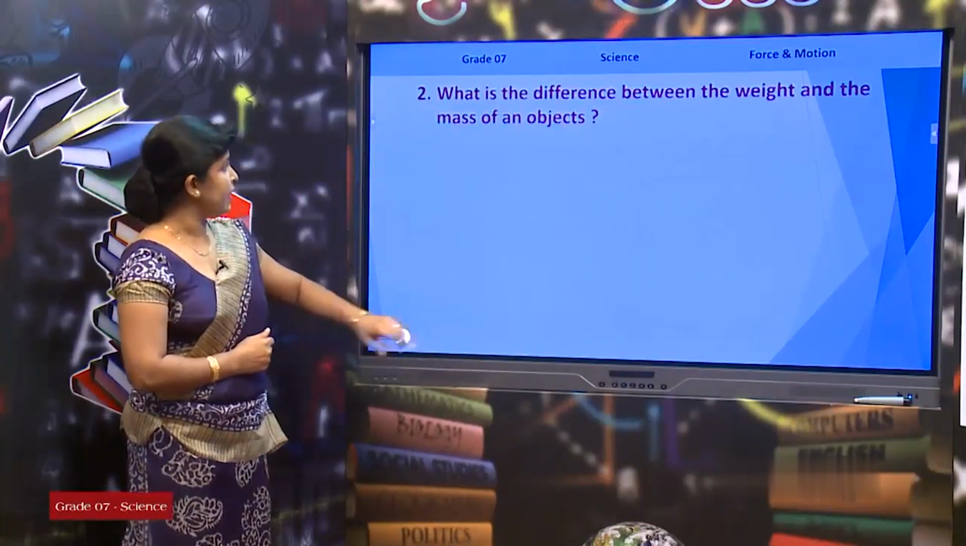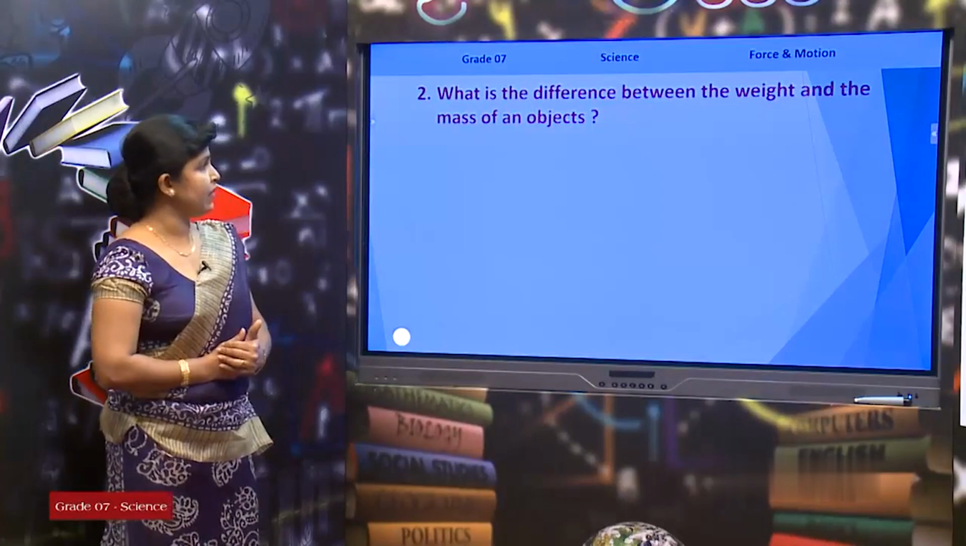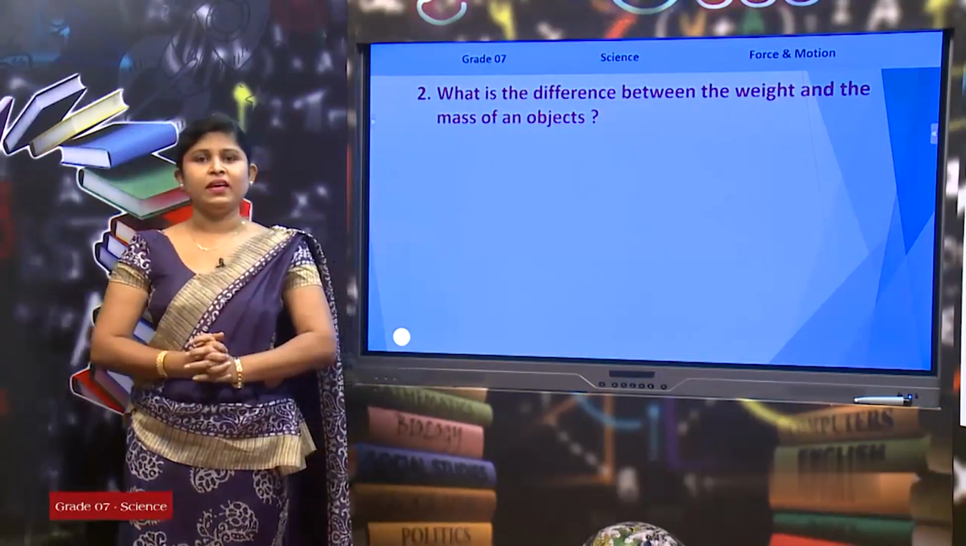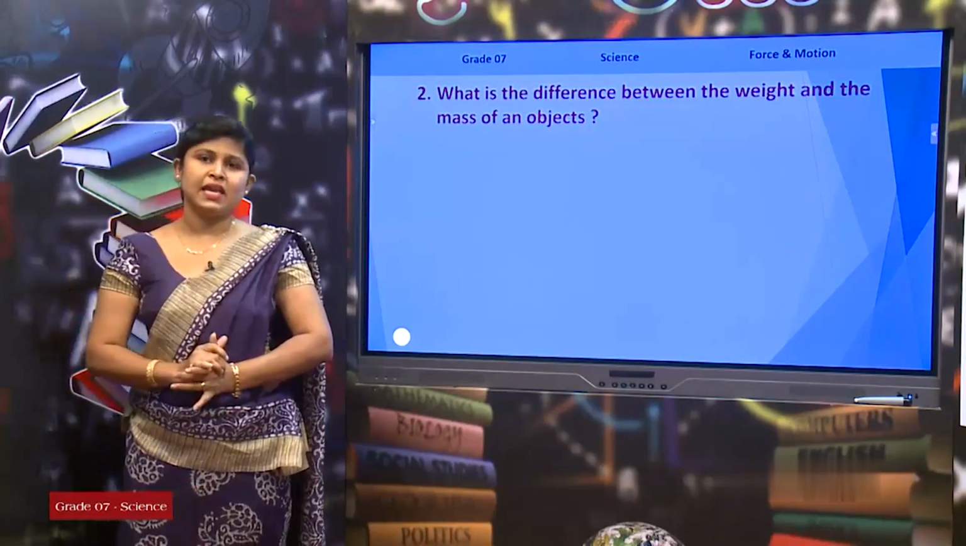You have to understand it. What is the difference between the weight and the mass of an object? My dear children, we think that both mass and weight are the same, but in science the mass and the weight are different. There is a difference between mass and weight, we will see.